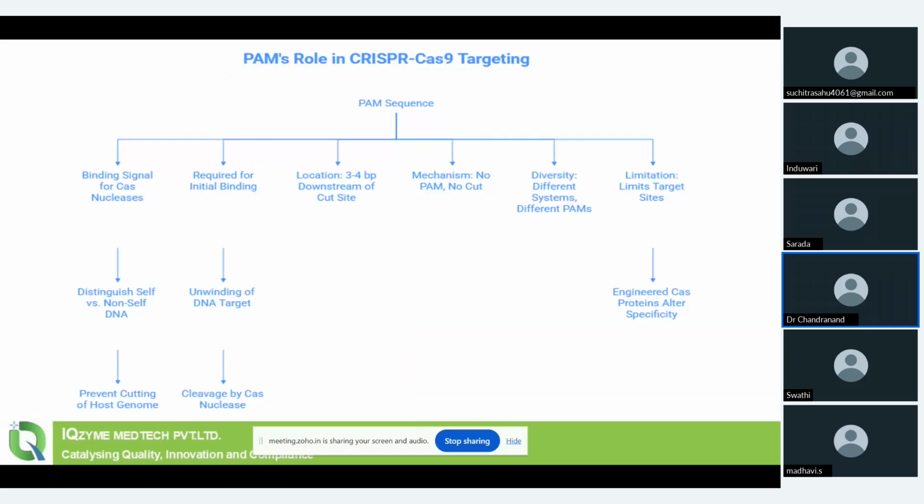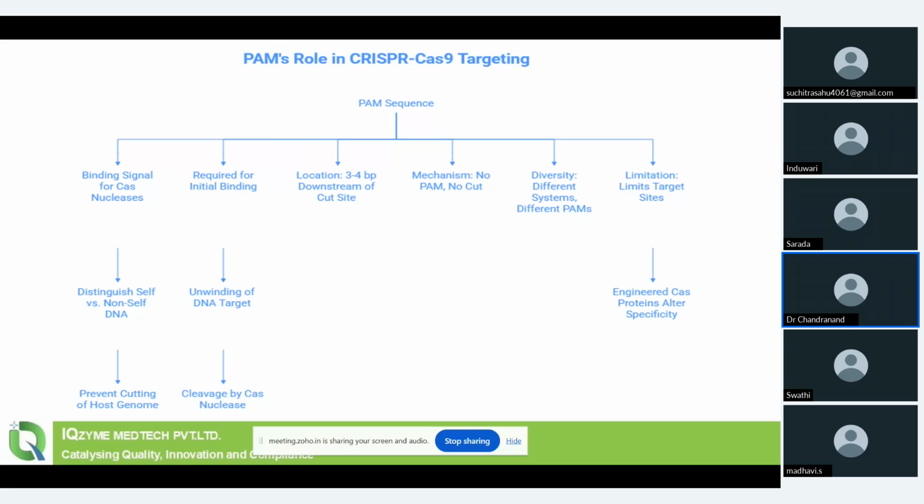So, the protospacer's role in CRISPR-Cas9 targeting. This is the PAM sequence, and these are the functions it is required for. It is the binding signal for Cas nucleases, required for initial binding, and it distinguishes self from non-self DNA. If it is self DNA, it prevents cutting of the host genome. It is also required for initial binding and unwinding of the DNA target.